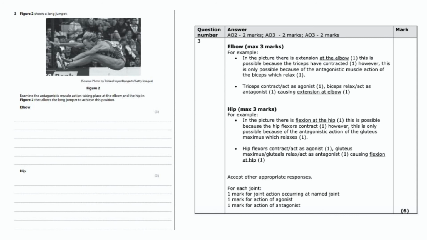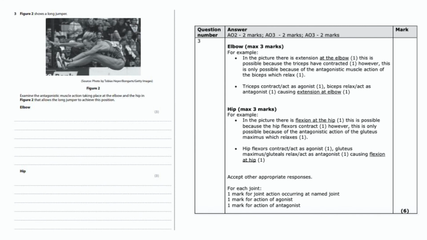For mark number 1, you need to be saying that extension is happening at the elbow joint. That's going to be mark number 1. For the next 2 marks, we need to think about what is contracting, what is relaxing. If you've said something along the lines of the agonist muscle or the muscle contracting is the tricep muscle, then that's going to be a mark. And if you've said the antagonist or the muscle relaxing is the bicep, that's going to be your 3rd mark.